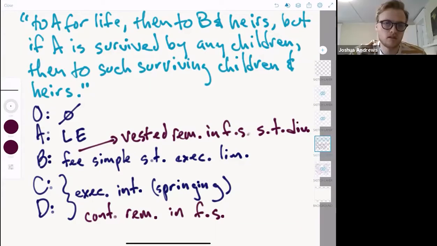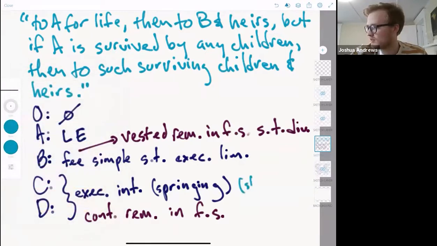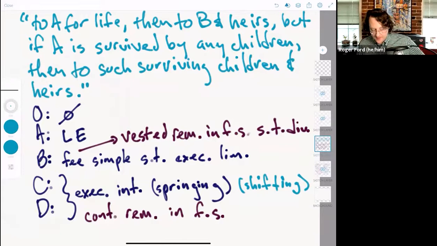Okay. Mr. Andrews? Could C and D have a springing, or I mean a shifting executory interest? Oh wait, never mind. Wait, maybe. I'll leave it there, but I'm uncertain. So we've got A as life estate. We all agree on that, right? B. So Mr. Phillips, fee simple subject to executory limitation.